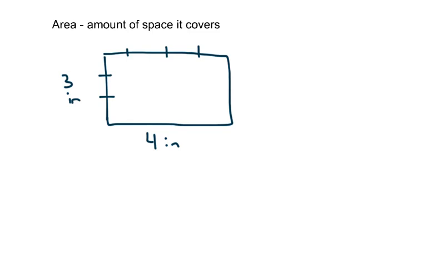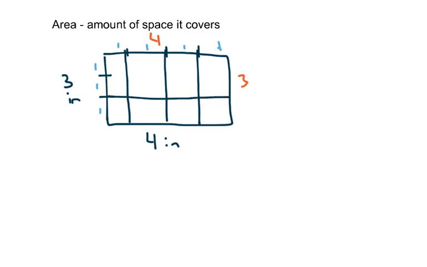If we look at our 4 by 3 rectangle again, the width is 3, so it's 3 on the other side, and the length is 4, so it's 4 on the other side. Now I'm not talking about walking around this, I'm talking about how much space it covers. So what I've done here is cut this into little 1-inch pieces. I can draw in these lines all the way across, and what I'm making is 1-inch squares throughout the figure.